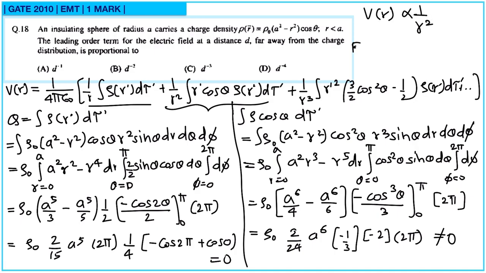And we know E of r is equal to minus dou V by dou r. So here we have to take the derivative of this, 1 upon r square. So this will be proportional to 1 upon r cube. Here the distance is d, so option C is correct. It is proportional to d raised to minus 3.